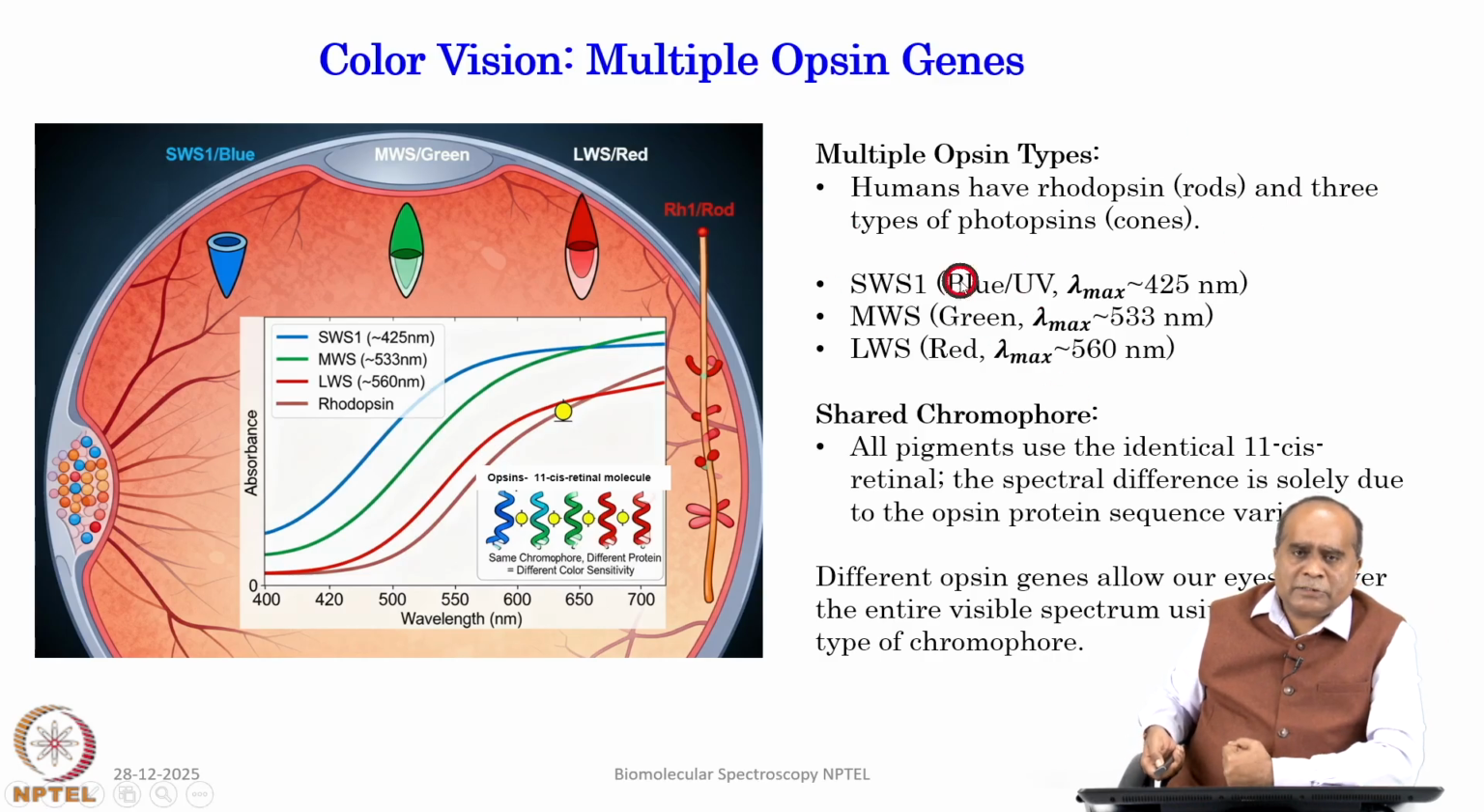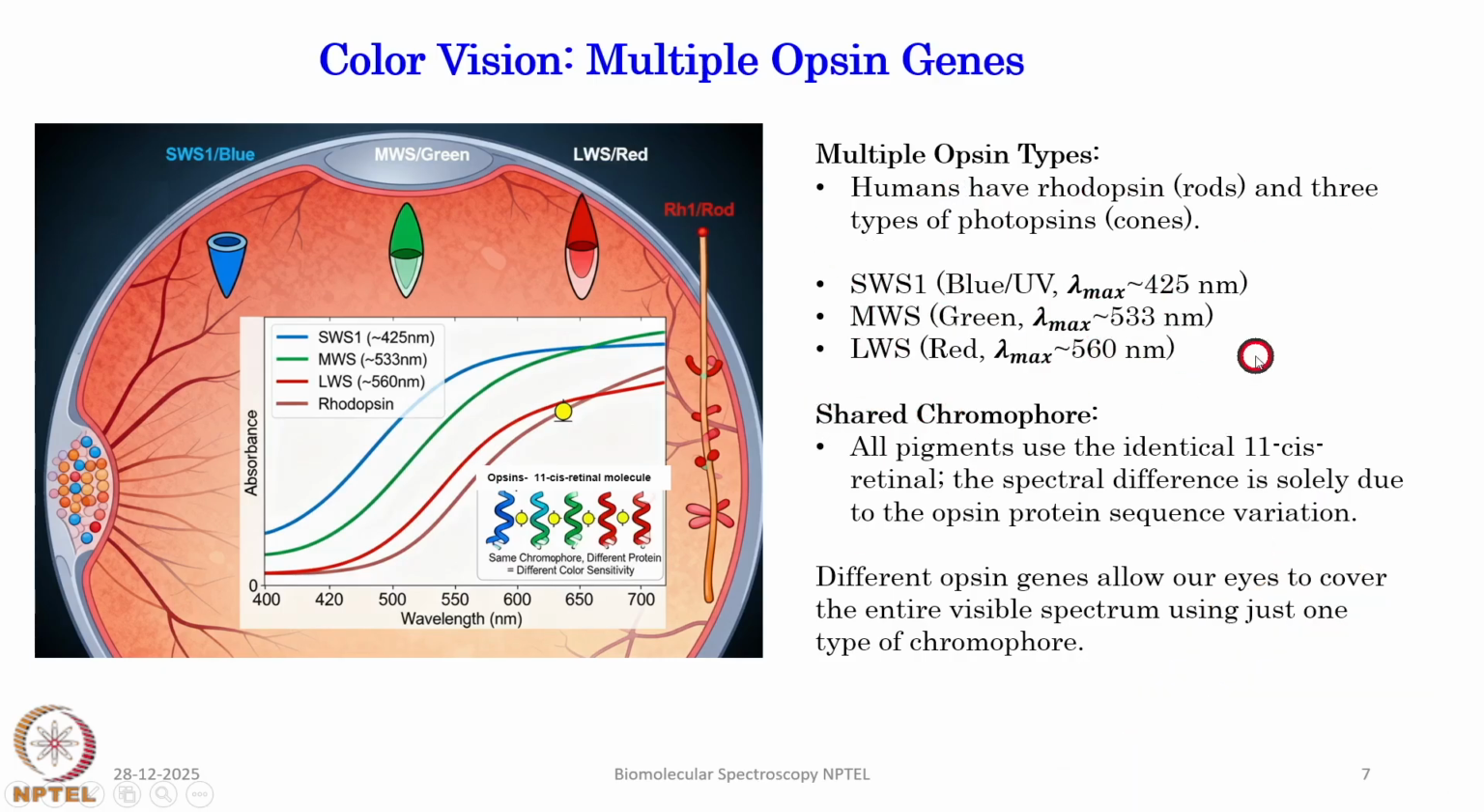SWS1 is tuned for blue, UV visible, and has a lambda max of 425. Then we have MWS, which is tuned for green light and absorbs at 533, and then LWS, which is tuned for red light and absorbs at 560. So, these are the 3 different opsin genes in the cone cells.